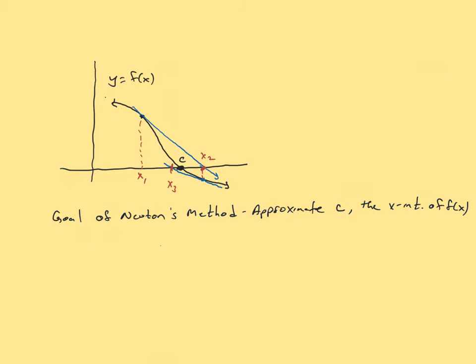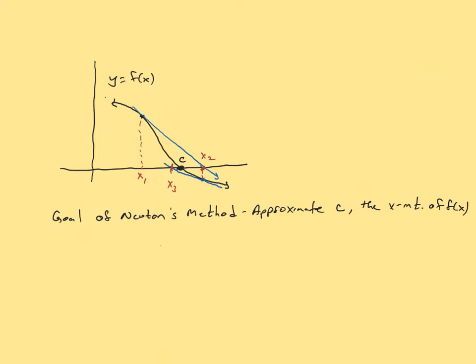Now, the main thing you have to remember is that the goal of Newton's method is to approximate c, which is the x-intercept of our function. So we're going to try to approximate that particular value. And the way we do that is we make our initial guess. We will pick a number that is, for lack of a better term, close. And that's a very nebulous term mathematically. But we pick a value that is close to c. And in this case, I happen to pick this value x1.